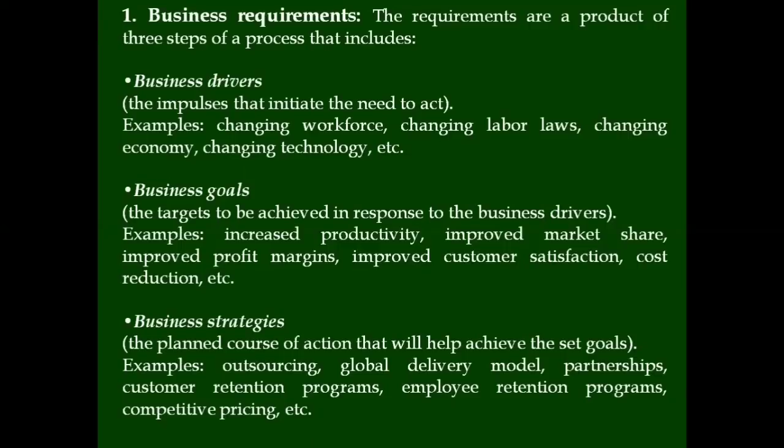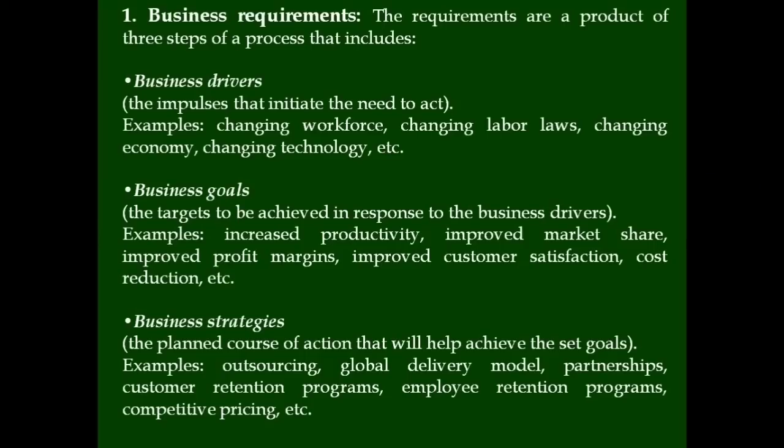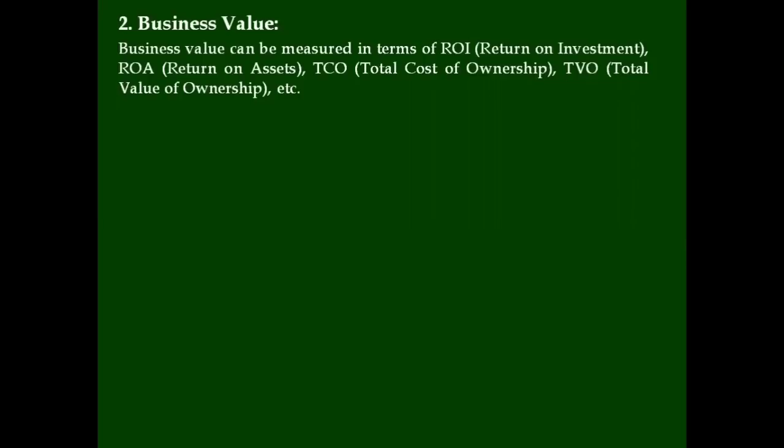After that, the business layer. We have discussed the business request, and business request has three parts: business drivers, business goals, business strategies. After that, we have the business values, the second element of the business layer for the business intelligence framework. Business values can be measured in terms of ROI, return on investment. What we are getting in return after investing some capital or money in the business, that is the value of that business. ROA, return on assets, TCO, total cost of ownership, TVO, total value of ownership. So business values are measured in these four terms: ROI, ROA, TCO, and TVO.